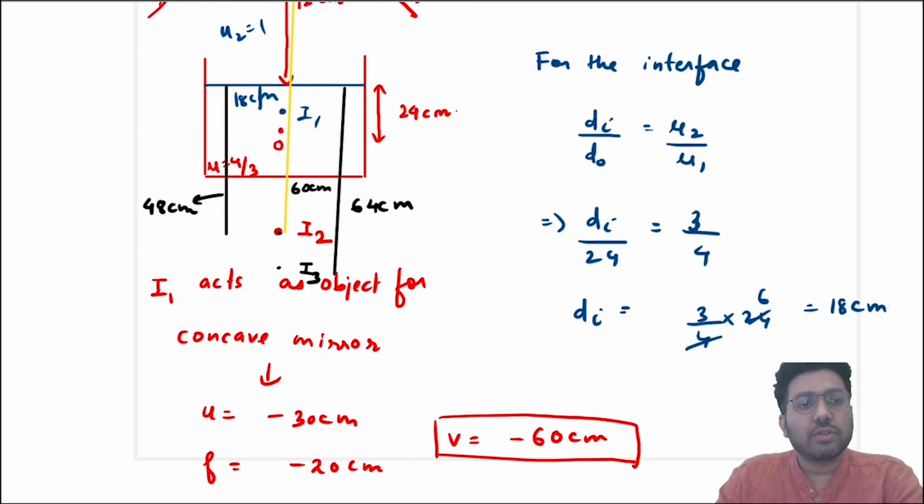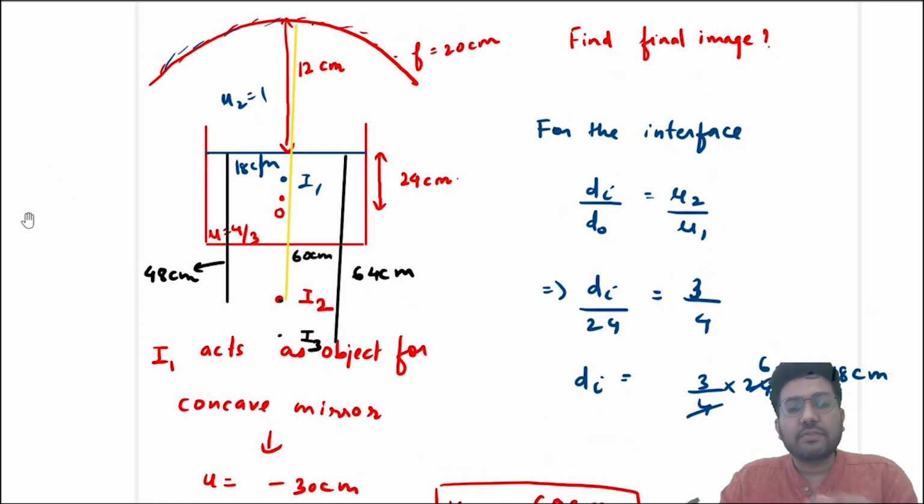First step, again I will tell you, you have to find the image from the interface. That image will act as object for the concave mirror, and the image from the concave mirror will again act as object for the interface, right? You have to find out the distance from the interface or from the concave mirror, depending on from which one you are trying to find the image. So you have to use the geometry, right?